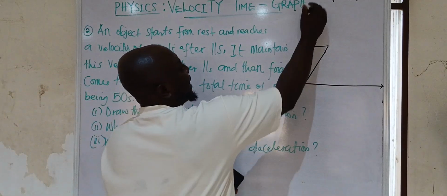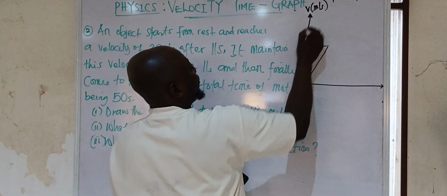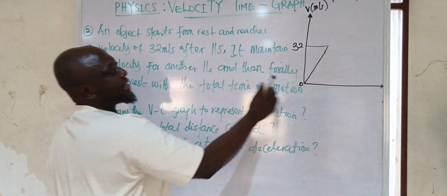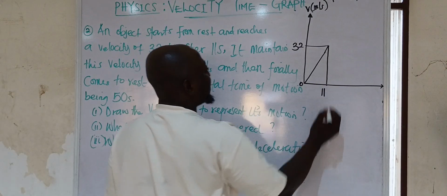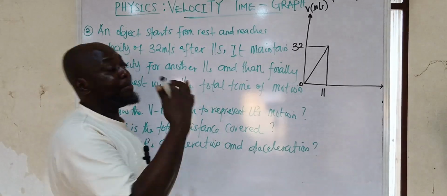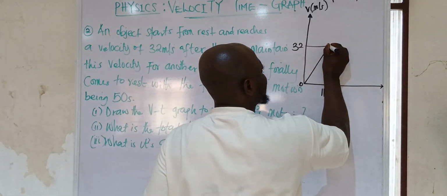meter per second. So here is where you put your velocity. Here is 32. So next up, I said at 11 seconds. So 11 seconds comes down here. This becomes 11 seconds. Then they now say it maintains this velocity. So whenever you hear maintain velocity, uniform velocity, all of this one goes like this, maintain.